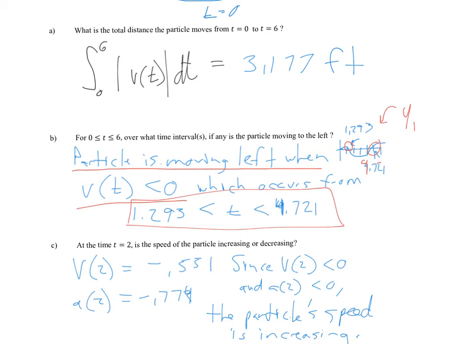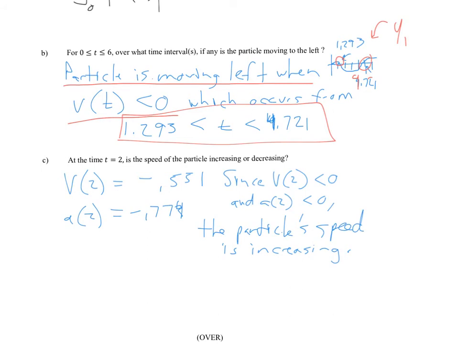Part C says, at time equals 2, is the speed increasing or decreasing? If we're trying to see if the speed is increasing or decreasing, that is not just acceleration, that is a comparison of velocity and acceleration. So in my calculator, I find v of 2, which you can just do y1 of 2 equals. And to get acceleration at 2 seconds, you have to do math 8. So it would be d over dx of y1 when x equals 2. And that got me negative 0.774. Since both of these have the same sign, that means that the speed is increasing.